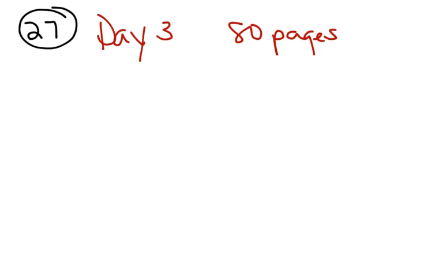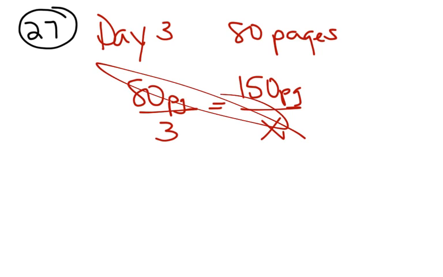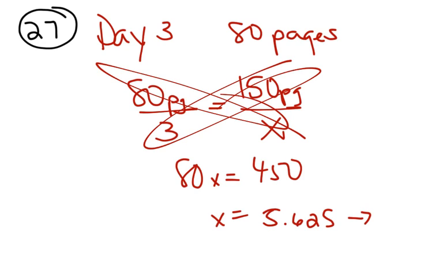I'm going to use a proportion. So I'm going to do 80 pages took 3 days, and that's going to equal 150 pages, and we want to know how many days that's going to take. So I'm going to get 80x is equal to 450, and 450 divided by 80 is approximately 5.625. So it's going to take about 6 days to read 150 pages.